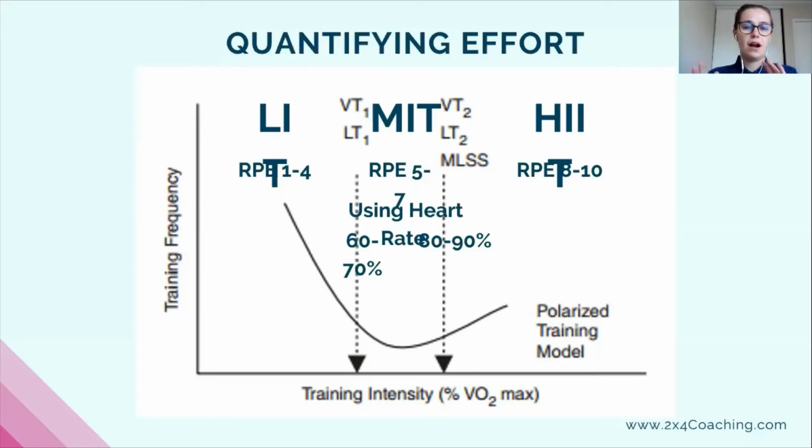So we have zone 3 RPEs 5 to 7, and then we have our high intensity interval training, and that usually corresponds with an RPE of 8 to 10. 10 is I'm working as hard as I possibly could. This is as hard as I can go, or this feels very hard. We're going to talk a little bit about using heart rate. And again, I apologize, my numbers there look a little bit messy.